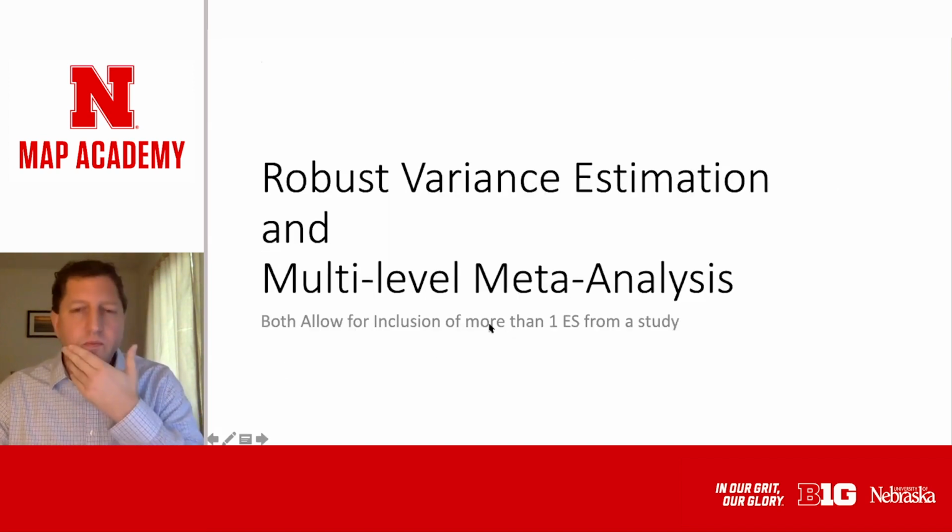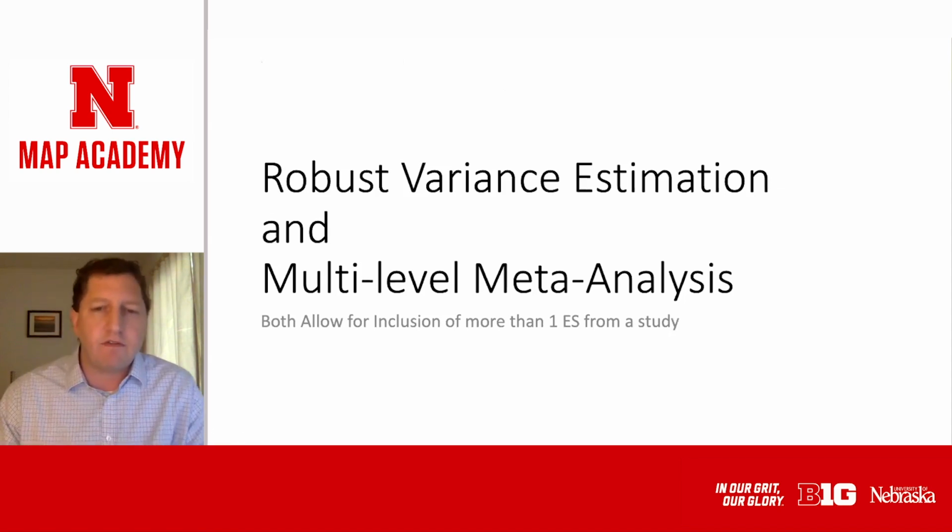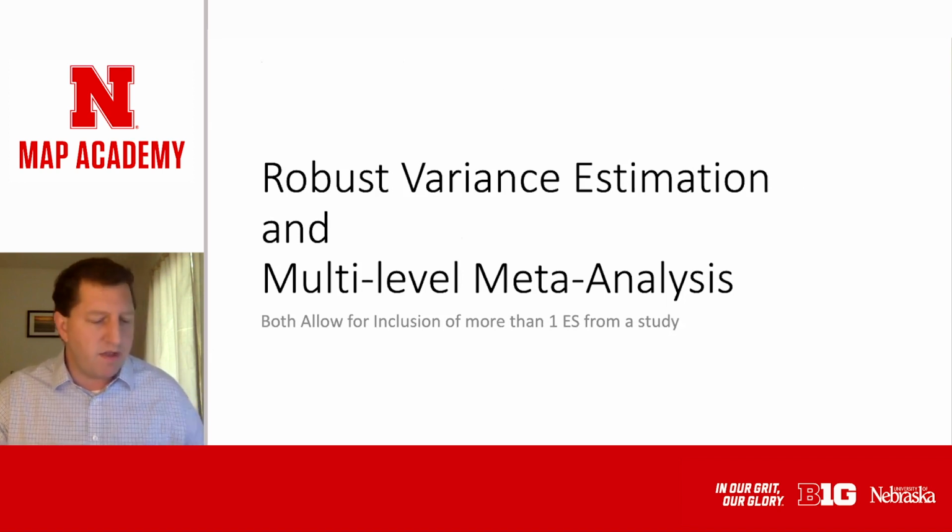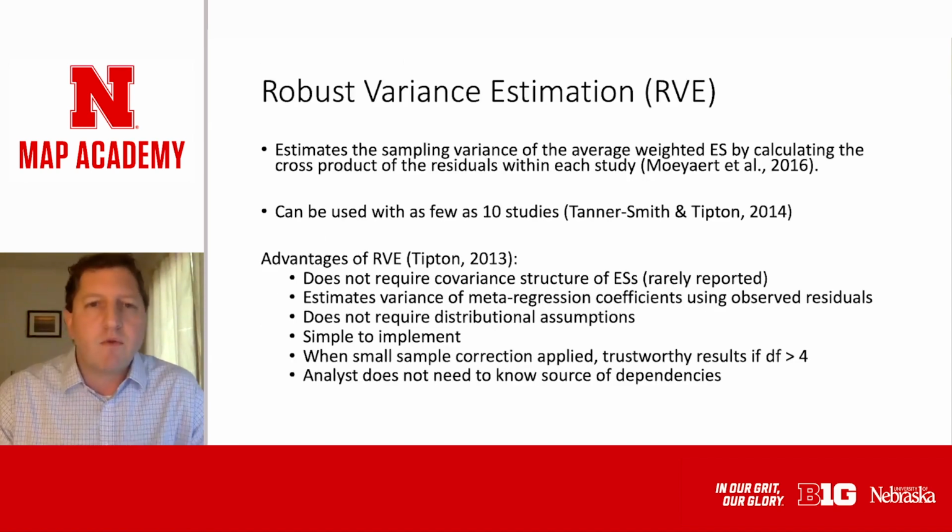So some researchers, methodologists, and statisticians have developed approaches to robust variance estimation and multi-level meta-analysis that now both allow for inclusion of more than one effect size from a study. And so I'm going to talk a little bit about how this helps us, and what these methods do for us. So the first one is robust variance estimation.